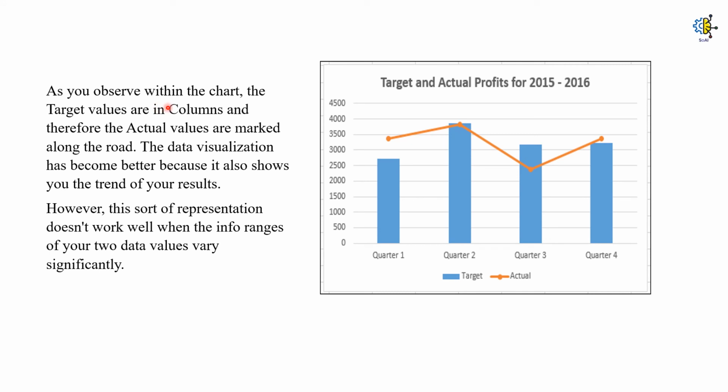As you observe within the chart, the target values are in columns and the actual values are marked along the line. The data visualization has become better because it also shows us the trend of our results. However, this sort of representation doesn't work well when the ranges of the data values vary significantly. So it is very important that the data used here must be very significant, so the chart turns out well at the end.